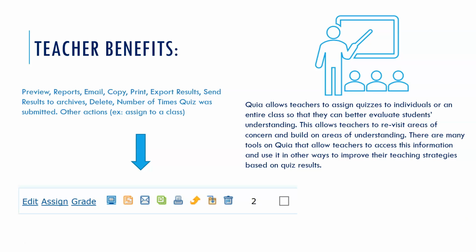So this is just kind of another view of all the options teachers have when they get the results from the quiz. It allows teachers to assign quizzes to individuals or an entire class so that they can better evaluate the students' understanding. Teachers can revisit areas of concern and build on areas of understanding. There are many tools on Quia that allow the teachers to access information and use it in other ways to improve their teaching strategies based on the quiz results.